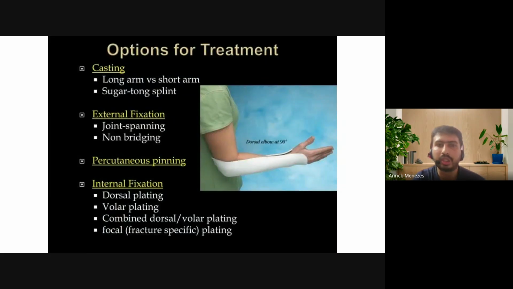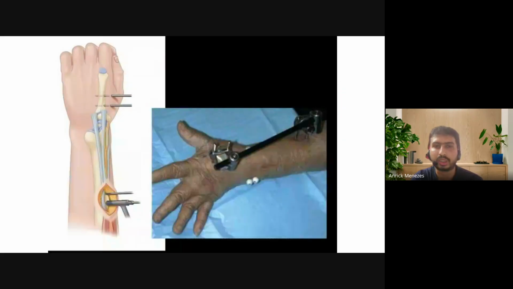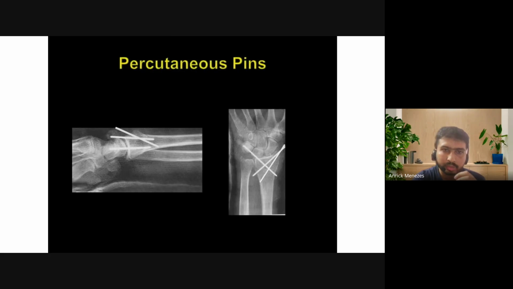Options for treatment: you have casting, long arm or short arm, and the sugar tong splint is one of them. External fixation, joint spanning or non-bridging, percutaneous pinning. Then we have internal fixation. These are the various options available, and the treatment is based on the fracture, the impact of the fracture, and the functions which have been compromised. Here is an image of how the fixation is done, with percutaneous pins.